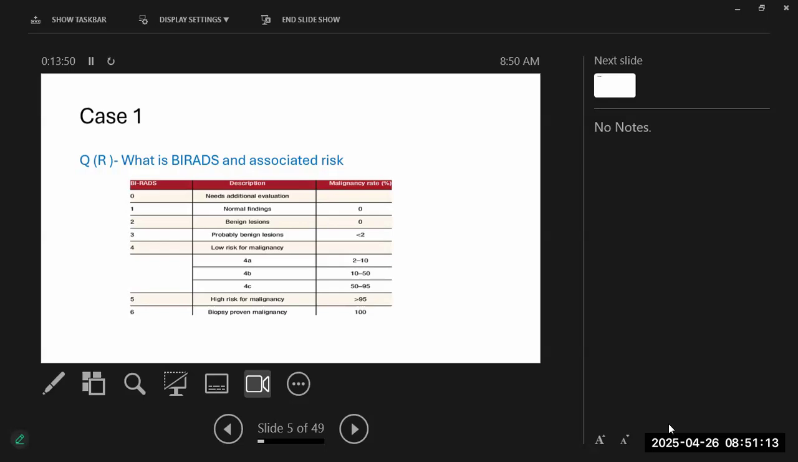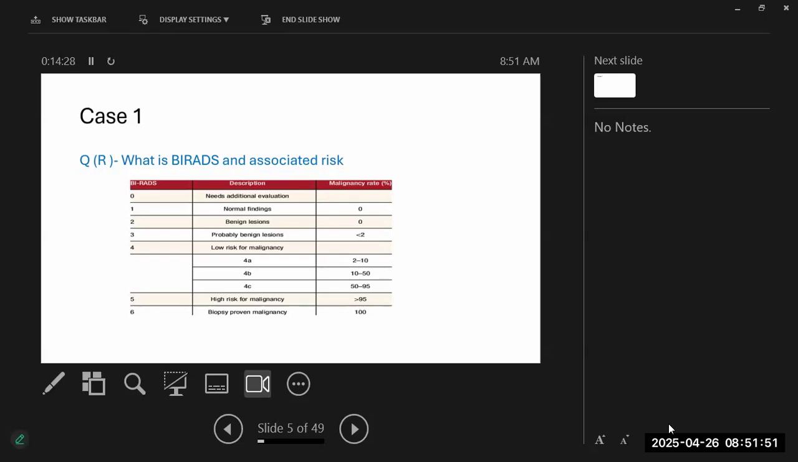The difference between 3 and 4A in management is that 3 lesions you can follow up, which is a short interval follow-up in 6 months. But if we say something is 4, then the recommendation is biopsy, even for 4A. Then BI-RADS 5 means highly suggestive of malignancy, which is more than 95% risk of malignancy. So the lesion that we saw, I would say, is a BI-RADS 5. There can be a little subjective element, but when you use BI-RADS, everybody kind of falls into line.